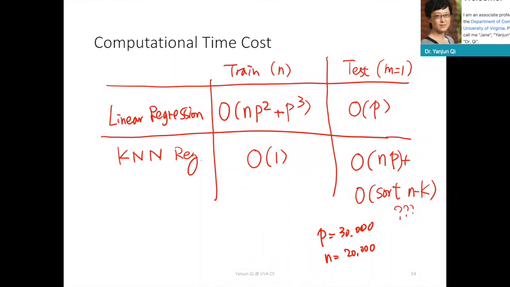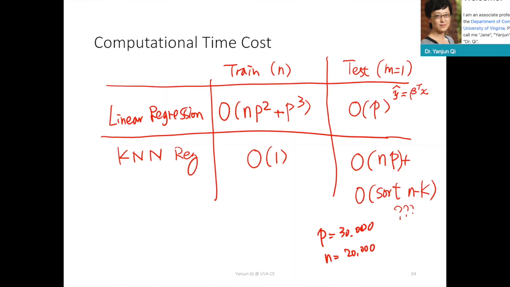In testing, when you have m equals 1 sample, what is the cost in linear regression? It's in fact O(P). I hope you understand this, because what we do is y predicted equals beta transpose x, where x is from R^P, and this inner product costs O(P). Last time I used beta. So for each sample, you have only O(P) cost. And not to mention, if you have parallelization, this is much faster.